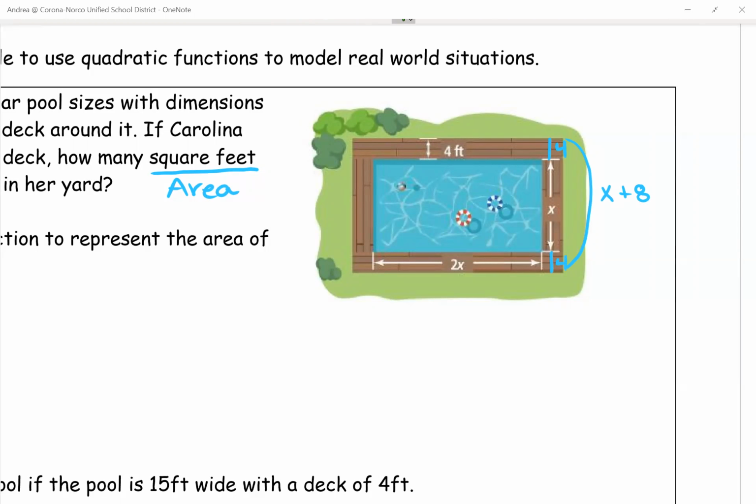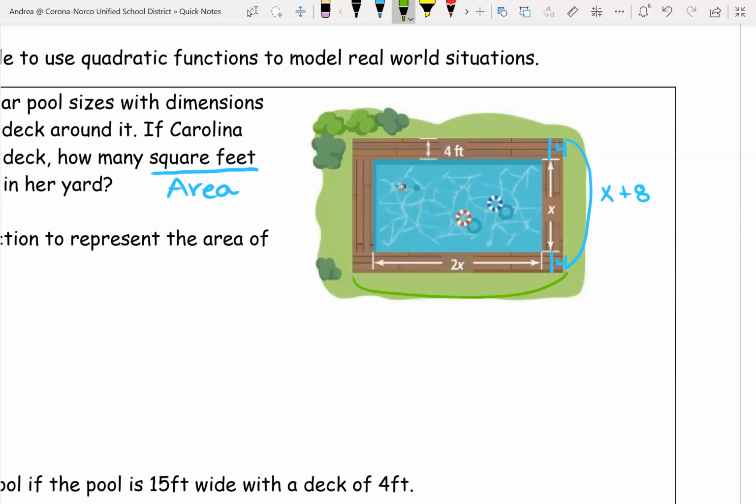Then this width is 2x, but we want the whole width from here to here. So again, this is 4, and this is 4. So that's 2x, plus 4 plus 4 is 8, so 2x plus 8. Any questions over that?